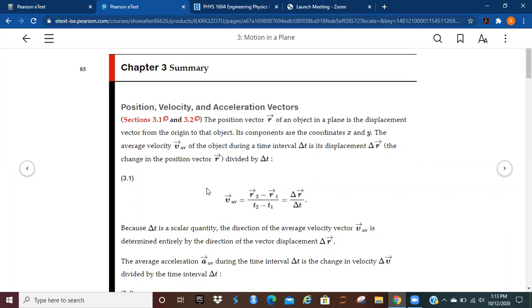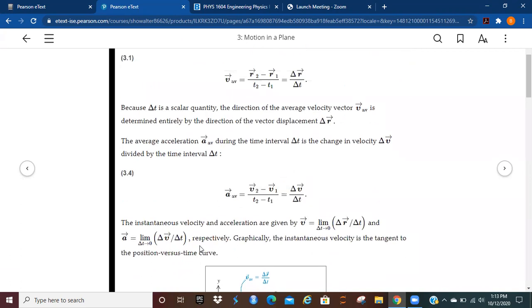The average velocity of the object during a time interval is going to be its displacement. So the change in r is going to be considered the displacement. The change in the displacement vector divided by t is going to represent the average velocity. So the change in the displacement divided by the change in time. The change in time is going to be considered a scalar quantity, and so the direction of the average velocity is determined entirely by the direction of the vector displacement change in r, delta r.